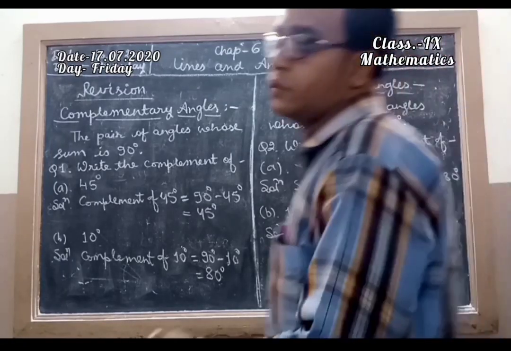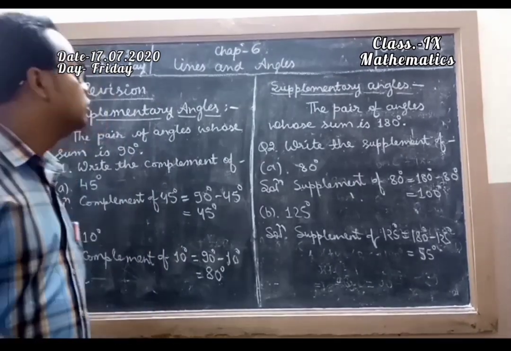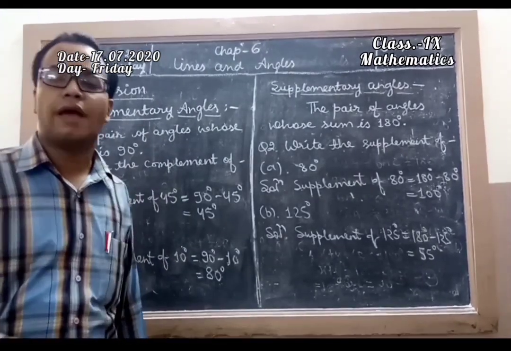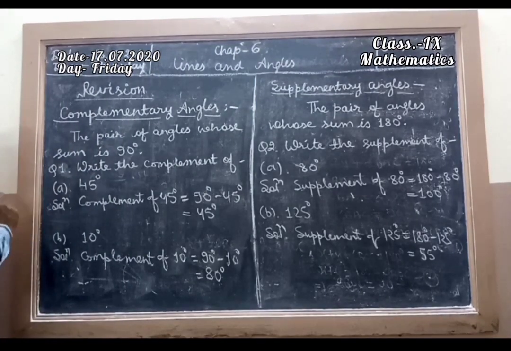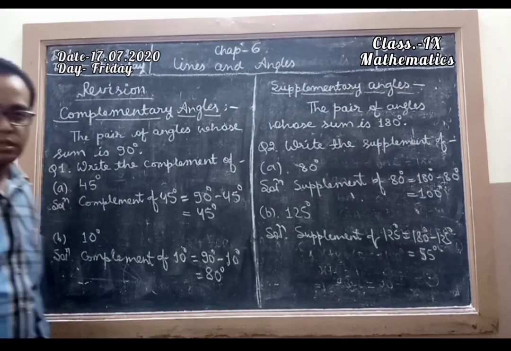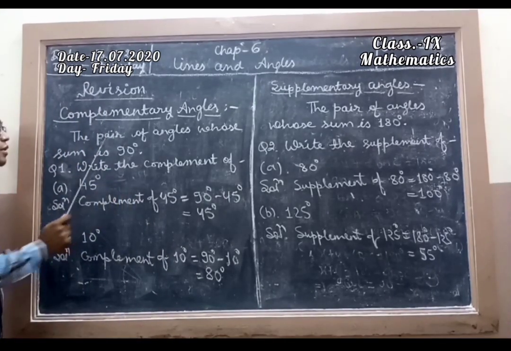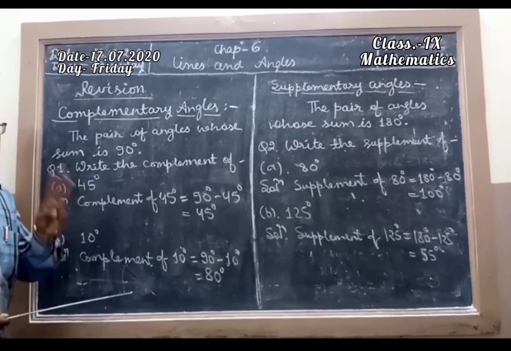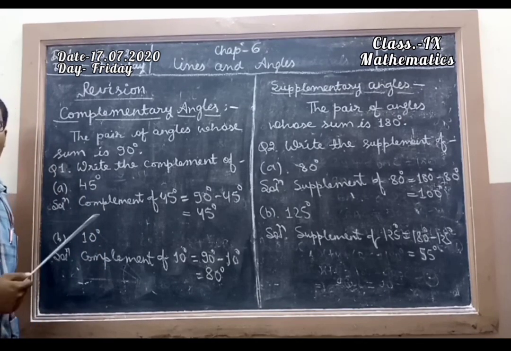Good morning, students. Today I am going to revise chapter 6, Lines and Angles. First topic, complementary angles: the pair of angles whose sum is 90 degrees. Pair means two angles whose sum is 90 degrees are called complementary angles.